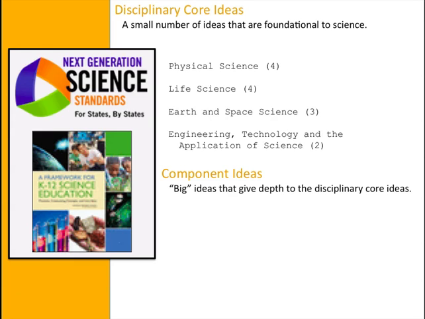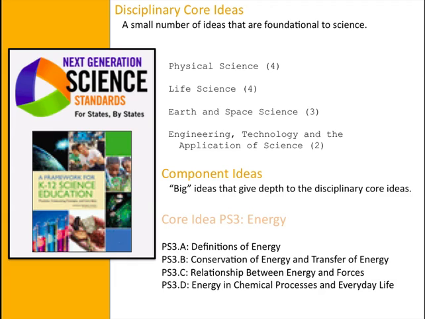Now, each of those disciplinary core ideas are split into component ideas. So those component ideas are big ideas that give depth to the disciplinary core ideas. For example, for core idea 3 in physical science, so the idea of energy, there's 4 component ideas. The first one is definitions of energy. The second is conservation of energy and transfer of energy. The third component idea is relationships between energy and forces, and the final is energy and chemical processes in everyday life. So as you can see, those 4 component ideas really give depth to those disciplinary core ideas.